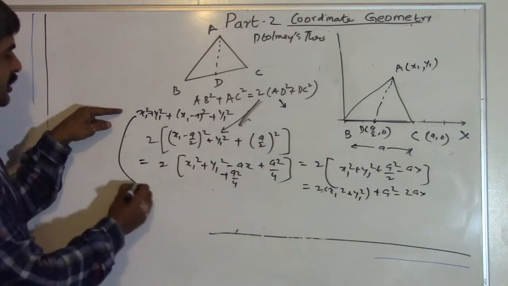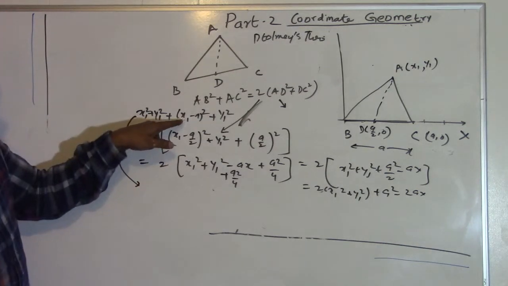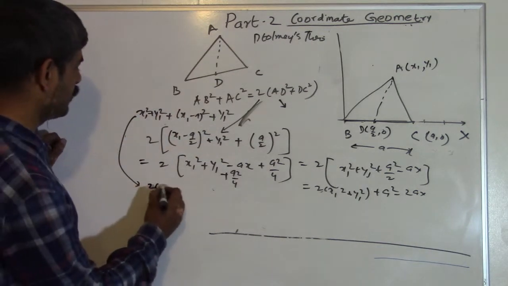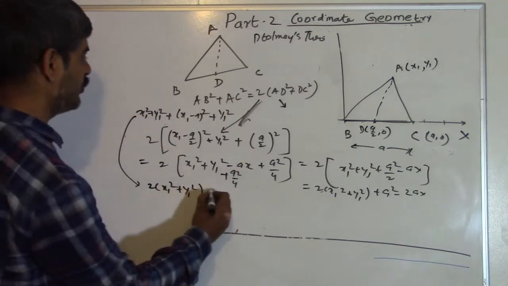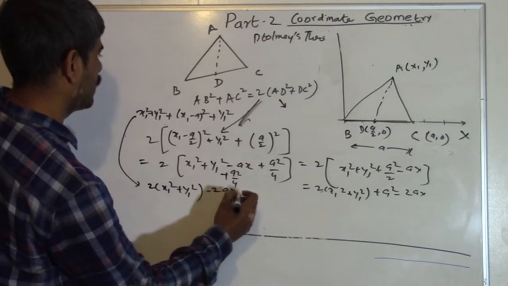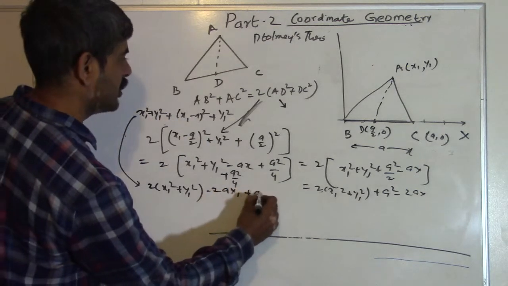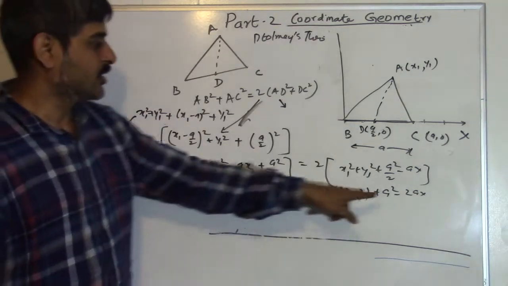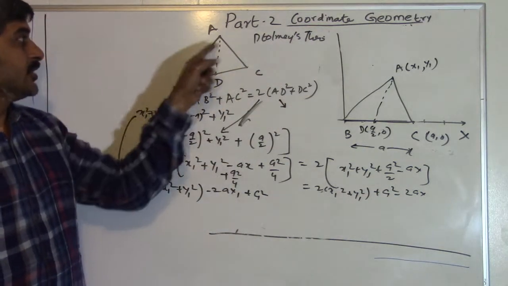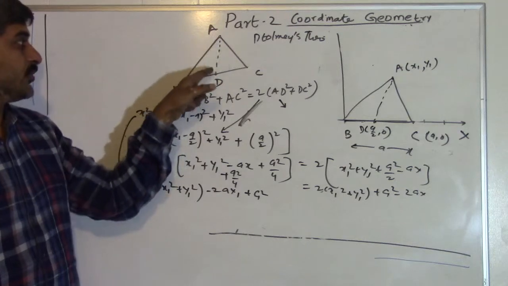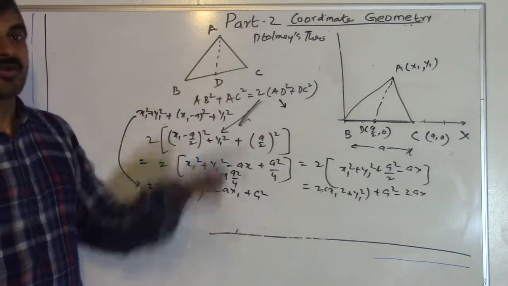So this one I can simplify it: x1 square plus y1 square plus x1 square plus y1 square, so 2 times x1 square plus y1 square. And if you expand this one, you get minus 2ax1. And if you expand this one, you get a square. So this thing becomes equal to this. So our Ptolemy's theorem is proved: the sum of these two squares is equal to the sum of the square of this side and the square of this side.